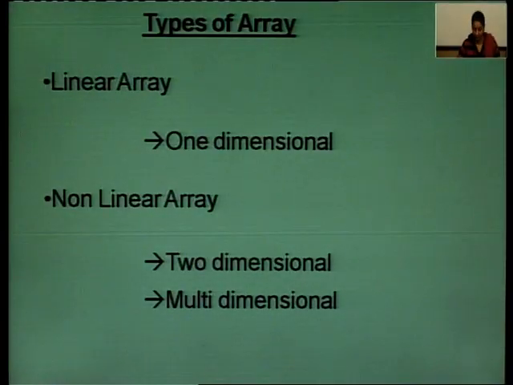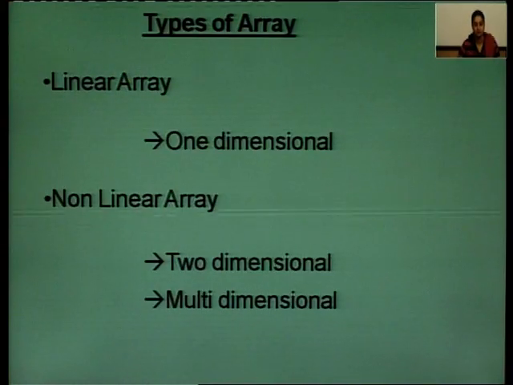Now the various types of array. There are two types of arrays: linear and non-linear. Linear is further divided into the one-dimensional array, and non-linear is divided into the two-dimensional array and the multi-dimensional array.